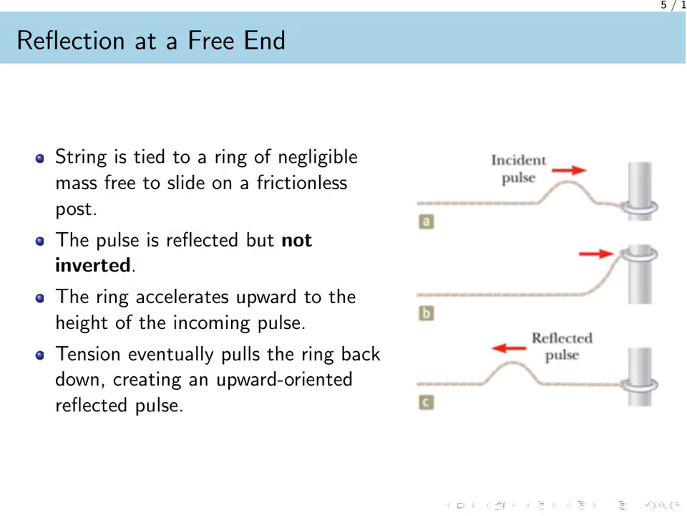Now imagine the end of the string is tied to a light ring that can slide freely up and down a frictionless post. This is known as a free boundary. As the incident pulse reaches the end, the ring is free to move and accelerates upward to the height of the pulse. Because the end can move, there is no downward reaction force from a support. Instead, the tension eventually pulls the ring back down, creating a reflected pulse that is not inverted. In this case, an incident crest returns as a crest, maintaining its original orientation.